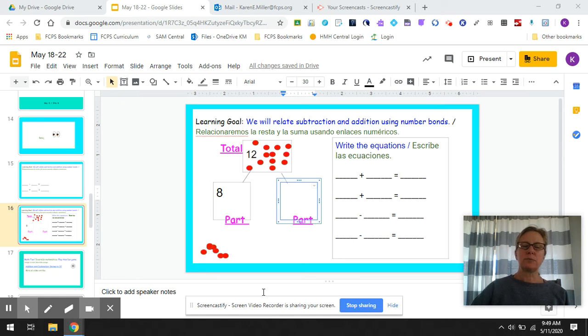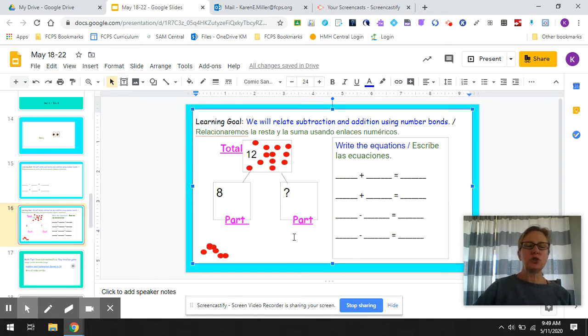We will relate subtraction and addition using number bonds. Today you will get slides that look like this one. You will see a number bond model on the left and a place to write your equations on the right. In this example, I have a total of 12. I have two parts. One part has 8 and one part is unknown.